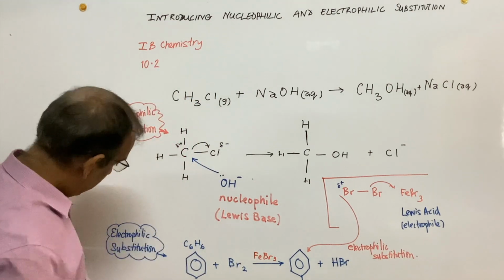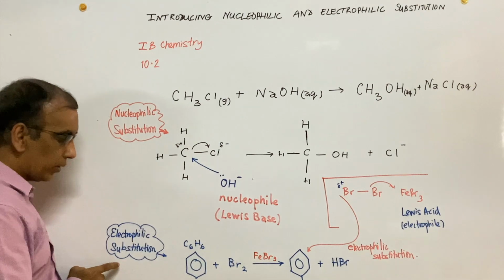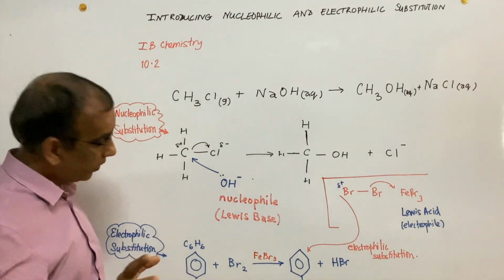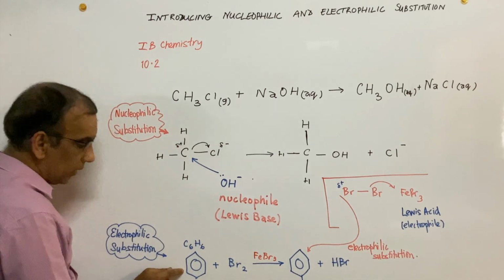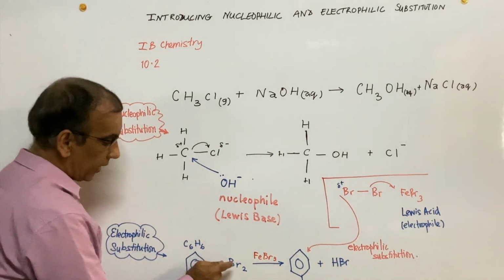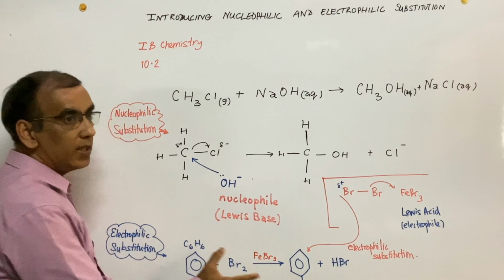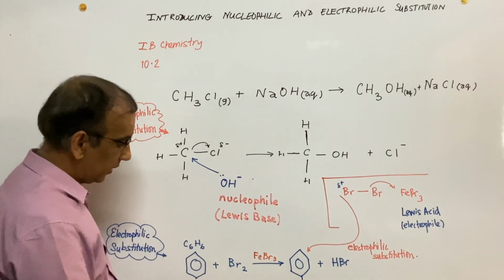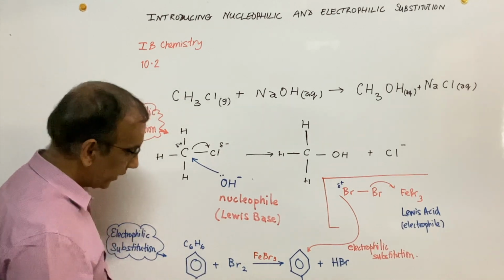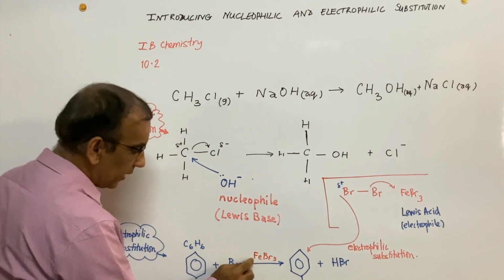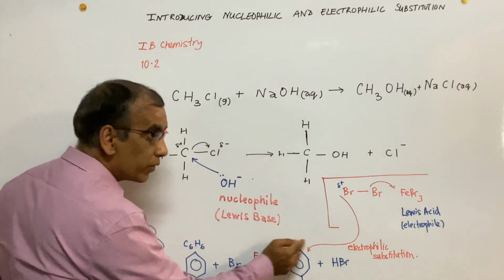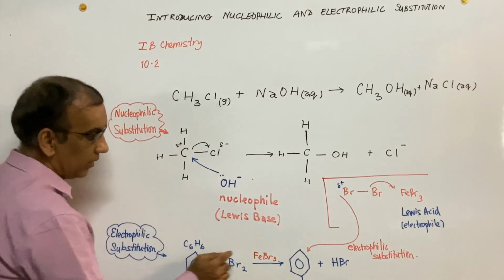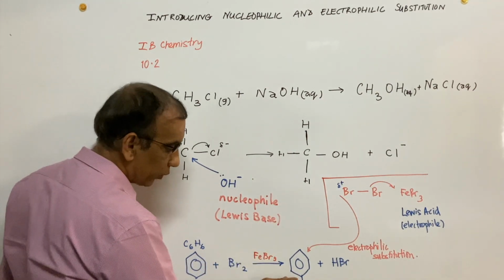The other one is electrophilic substitution. And the example for SL students is this one here, where benzene C6H6 reacts with bromine. Both of these in a non-aqueous environment. It means that water is not the solvent. In the presence of this FeBr3 catalyst, one of the hydrogens on C6H6 is replaced by a bromine.